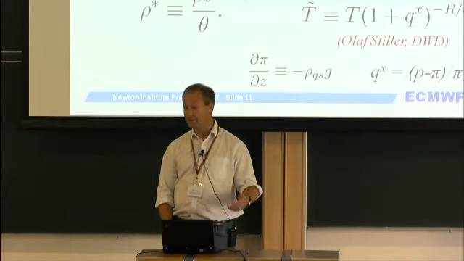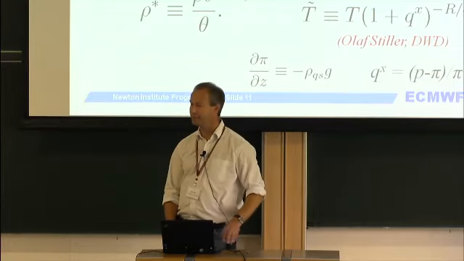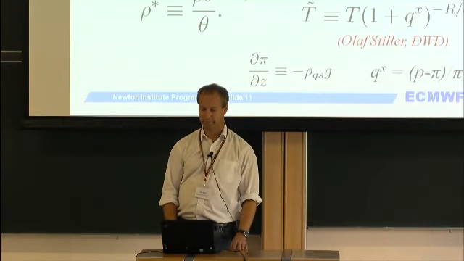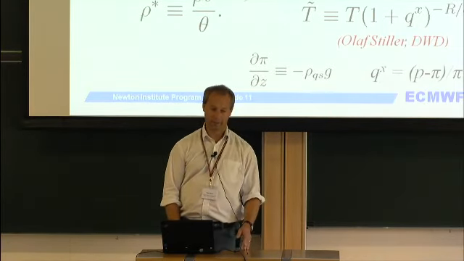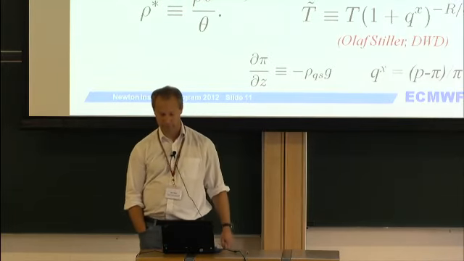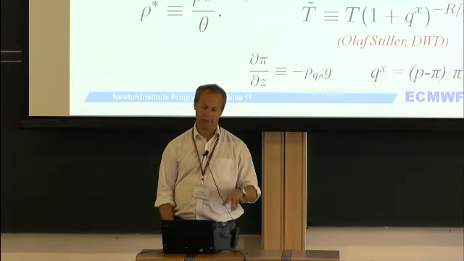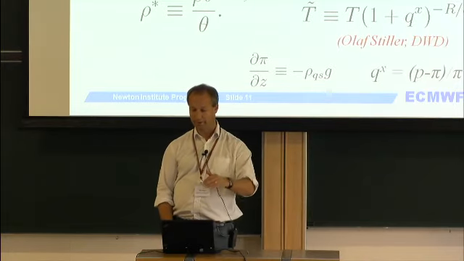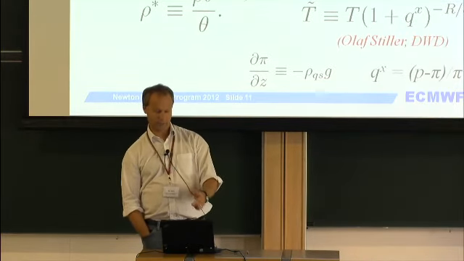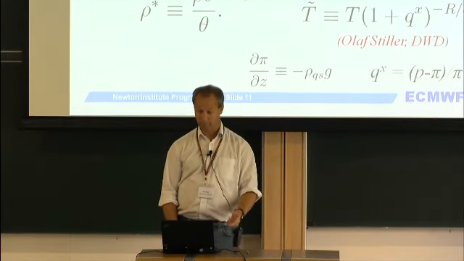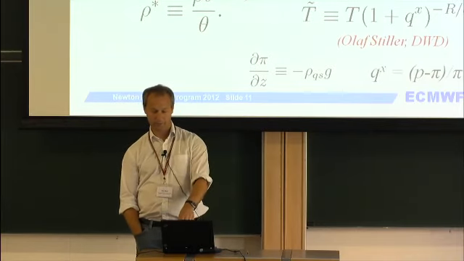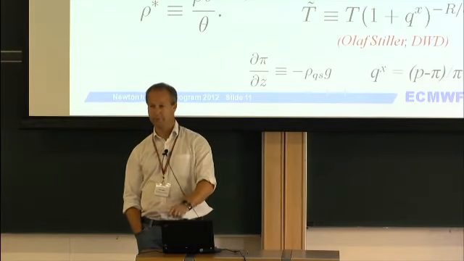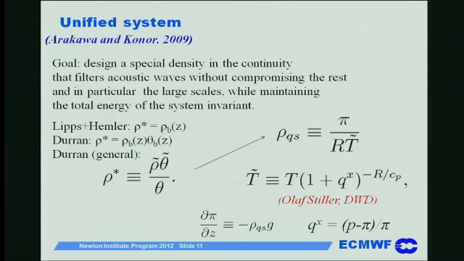And there are different variations of anelastic models which do it slightly differently. In fact, they all boil down to a very similar formulation as far as Lipps and Hemler go. But the interesting point here with the Arakawa and Konor system is that I design this density to be pi over R T tilde, where my T tilde is just the temperature multiplied with 1 plus Qx to the power minus kappa. So, if you like, 1 plus Qx is ln P over pi, which is the Q that you saw earlier.